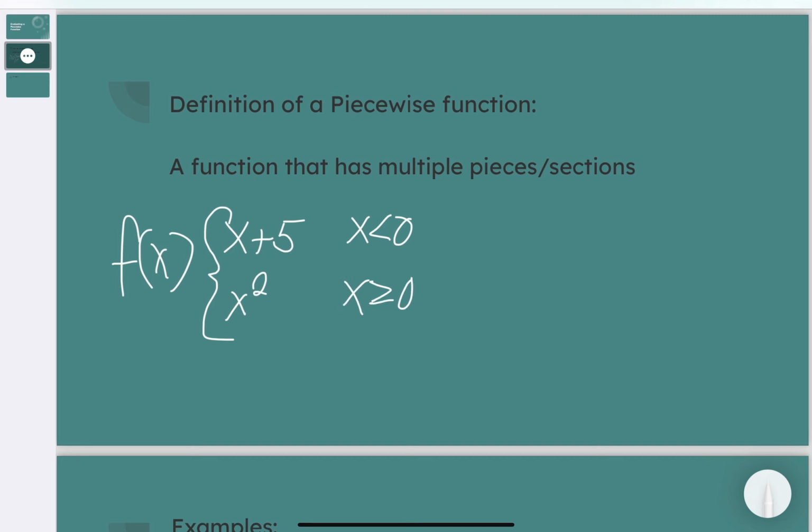Now, what this means is if you have a value, like let's say -1, okay? X equals -1. It's going to be in the top equation. You will plug in -1 to the top equation because -1 is less than 0. But for all values that are greater than or equal to 0, you would plug it into the bottom equation, and that's how you get your y value. Okay, so let's do some examples.